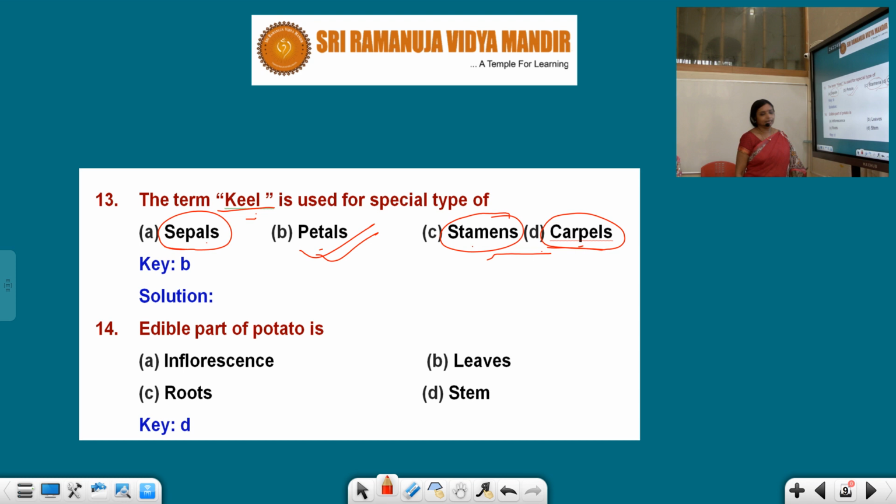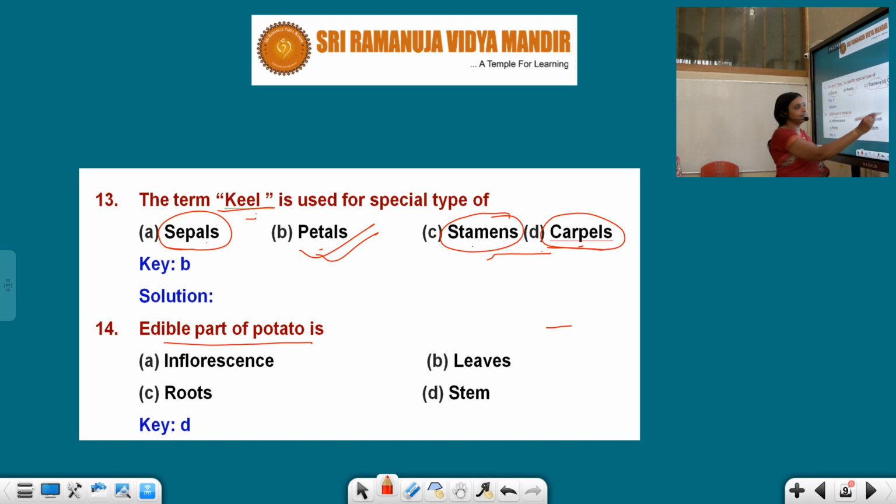And the edible part of potato. What is potato? Potato is a stem modification, so not inflorescence, not root. It is an underground stem modification. Some of the branches of the stem go inside the soil, and at the tip of these branches it stores food materials and bulges, and this forms the potato, which is a stem tuber. So the edible part of potato is D, stem. This is the answer.